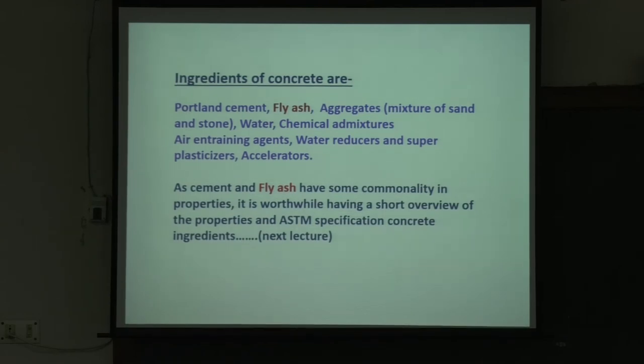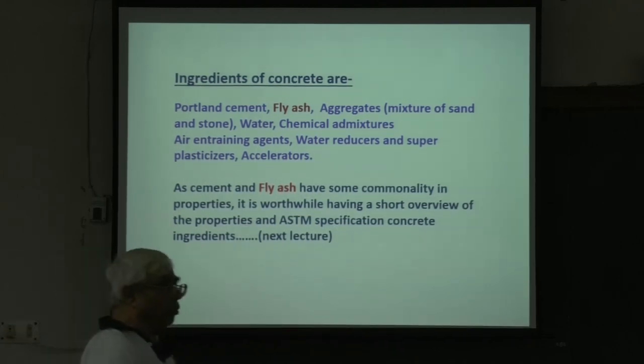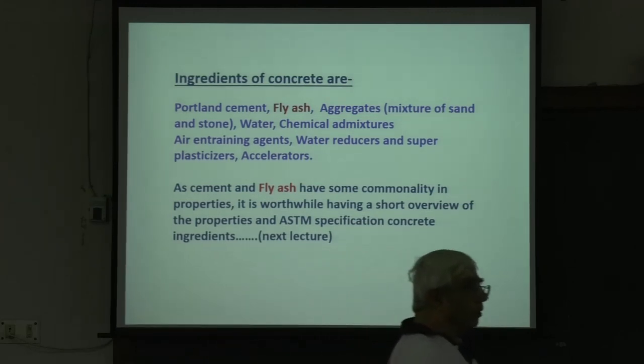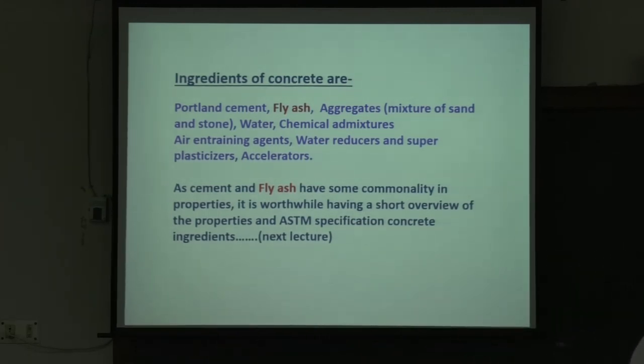A lot of people do not know the ingredients of concrete, and concrete manufacturers also do not know that. Your Portland cement, your fly ash, aggregates, water, chemical admixtures, your air entraining agents, water reducers and superplasticizers, accelerators. Now, as cement and concrete have some commonality in properties, it is worthwhile having a short overview of the properties and ASTM specification of concrete ingredients. Next lecture we'll spend more time on the types of concrete. And now basically it is the science and technology of concrete formation.